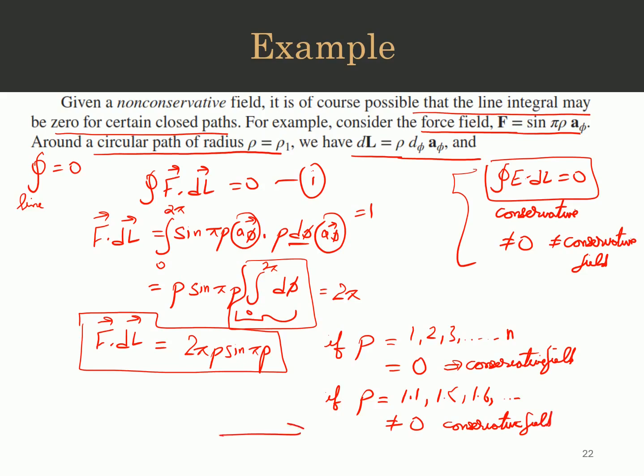So this is the solution to this simple example where we are moving around a circular path of radius rho, where this is rho 1. So I'll just write it as rho 1 so that we don't mistake why the rho is not getting multiplied. So this is rho 1. So this is the solution. To summarize, whenever the dot product of the electric field moving in a closed path over small distances equals 0, we say that this is a conservative field. If the output is not 0, then this is not a conservative field.